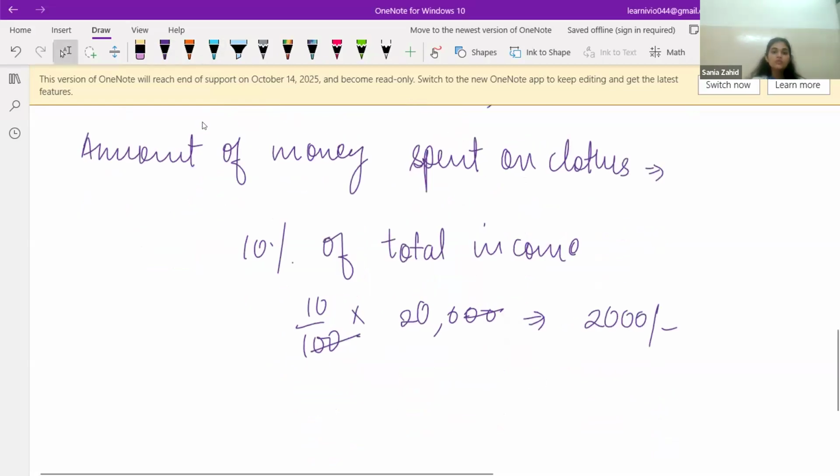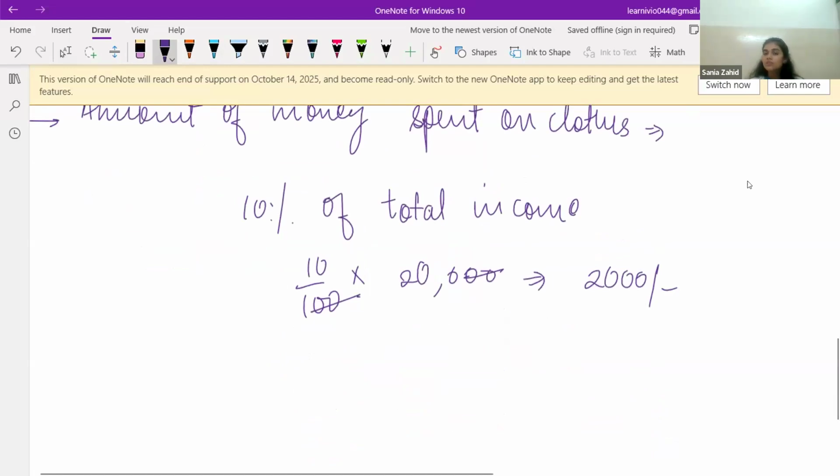So now, children, you have to calculate the amount of money that the family is spending on clothes. That's actually 10% of the money. So you will calculate 10% of the total income. So 10 by 100 into 20,000, that gives you 2,000. Right, children? So that is how we will do this question.